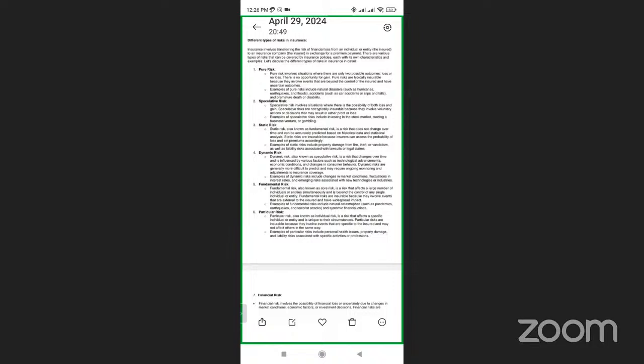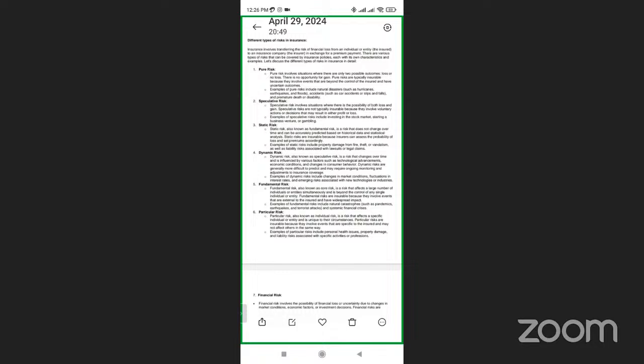So it refers to basically the possibility of financial loss or uncertainty due to changes in market conditions. And these risks are considered to be insurable through various types of insurance products and instruments. The financial risk basically includes the investment risk, the credit risk, the currency risk. Because of fluctuations in the exchange rate, there will be a currency risk and you might have to face it. Similarly, because of any changes in the credit portfolio, you might have to face loss.